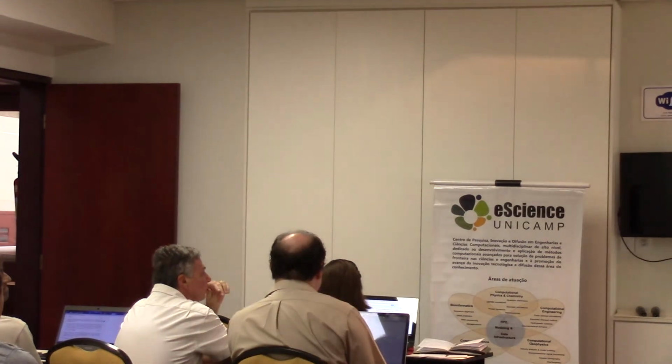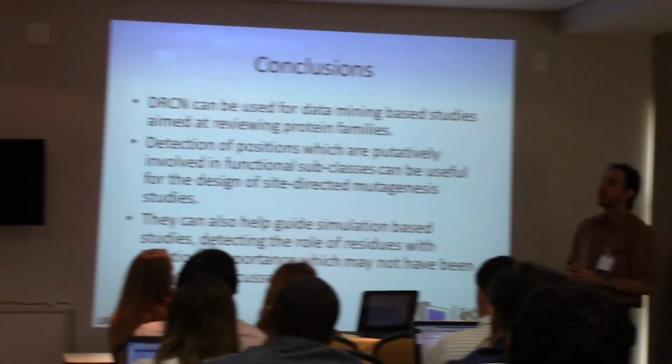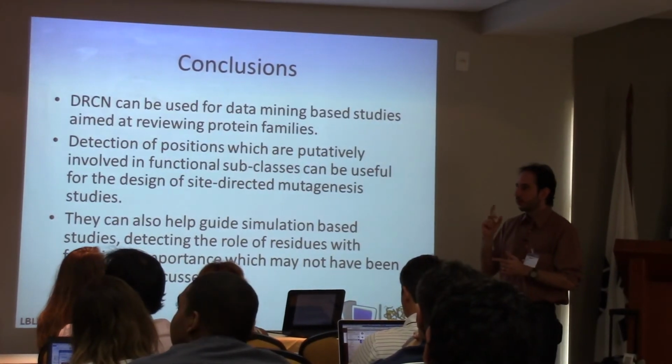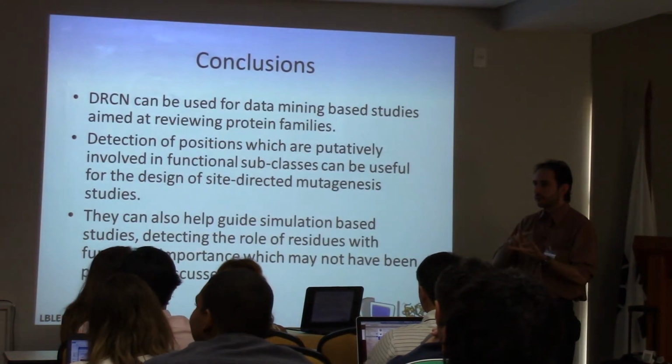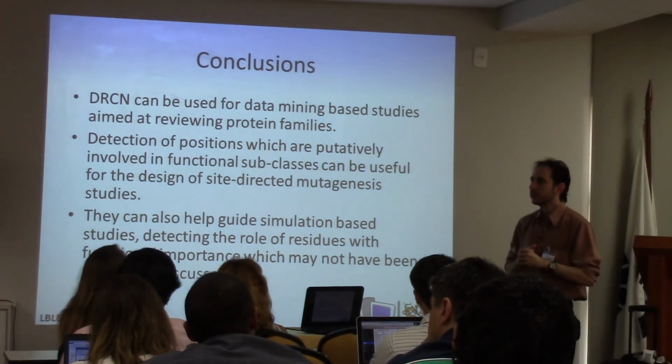Why did you exclude the copper zinc SOD when you studied the manganese one? Okay. That's because the copper-binding SOD is actually a different protein family. So they don't align with the iron-manganese SOD.